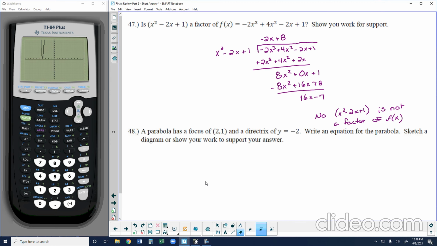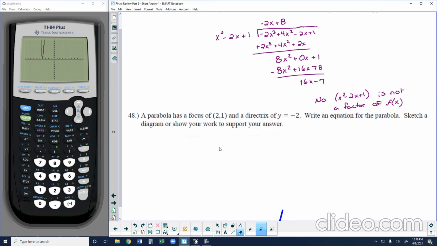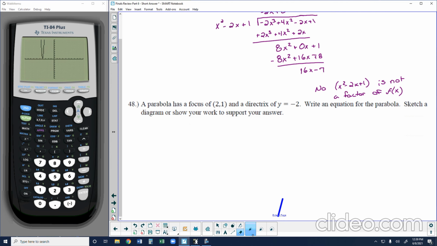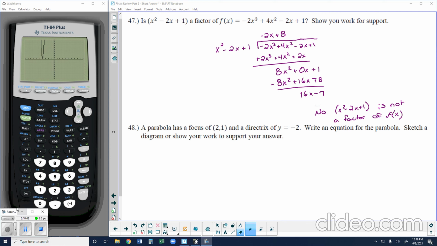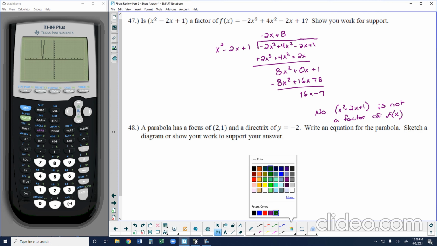Take a look at problem number 48. Problem number 48 gets into the analytic parabola. So a parabola dealing with the focus and the directrix. So the problem says a parabola has a focus of (2, 1) and a directrix of y equals -2. Write an equation for the parabola and sketch a diagram or show your work to support your answer.